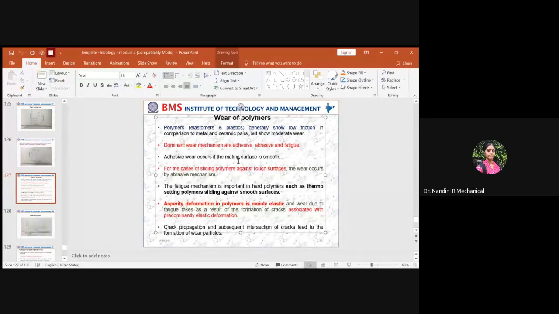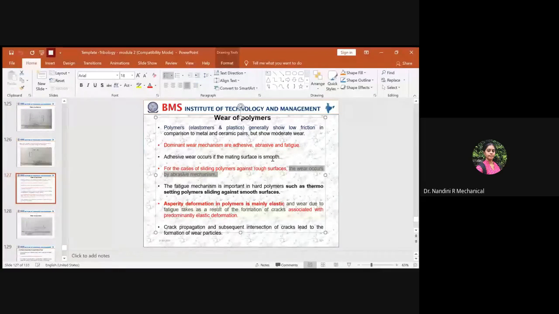And in this one, what you have to consider is if the mating surface is smooth, usually the wear which comes into picture is based on the adhesive wear. So adhesive wear occurs when the mating surface is very smooth. Again, we are speaking about polymers which are sliding against each other. For polymers sliding against a rough surface, you know that the wear which comes into picture is related to the abrasive mechanism. You know the difference between abrasive and adhesive, right?